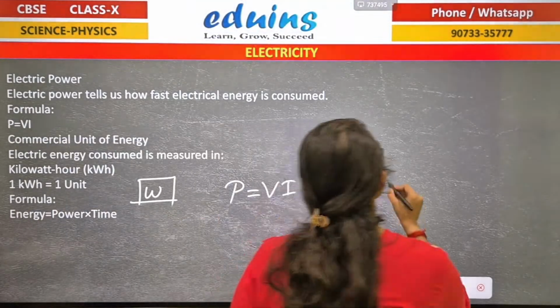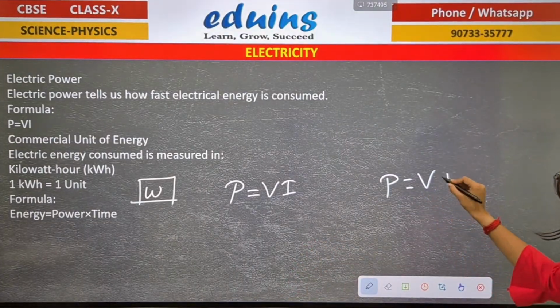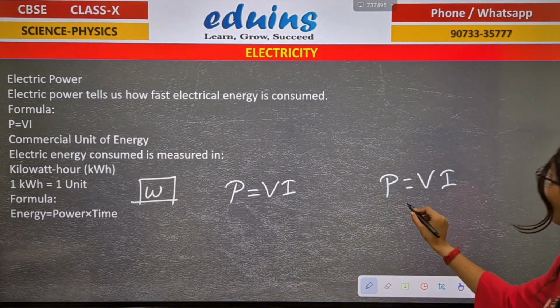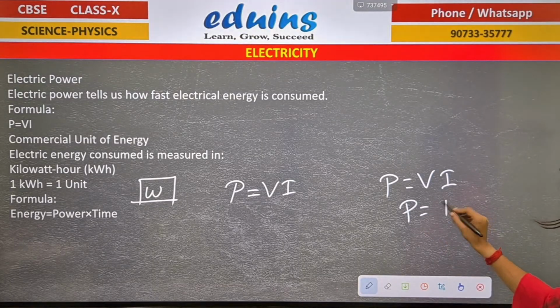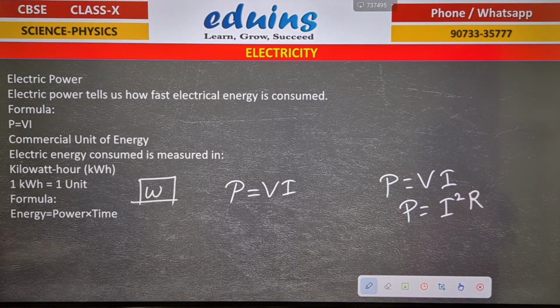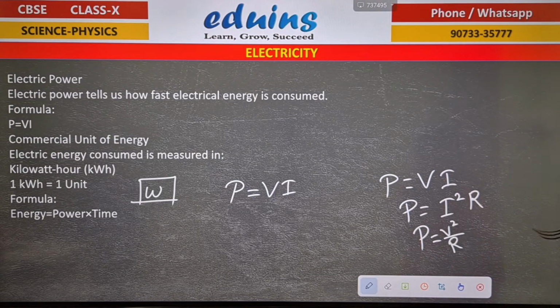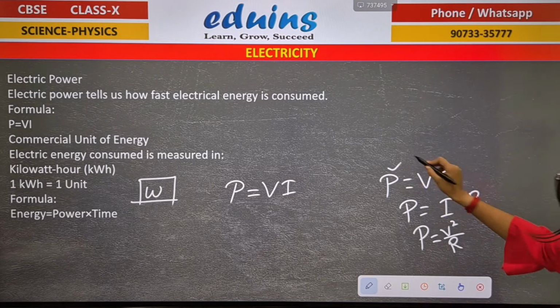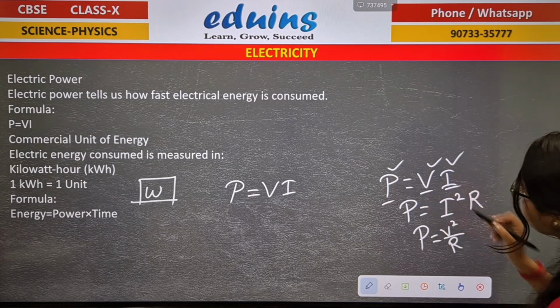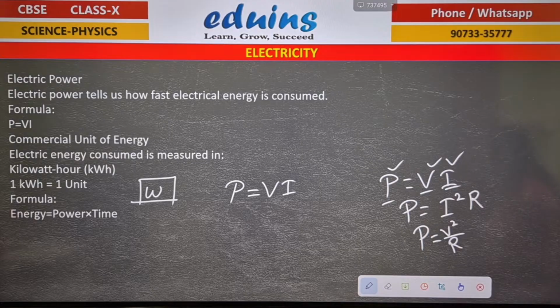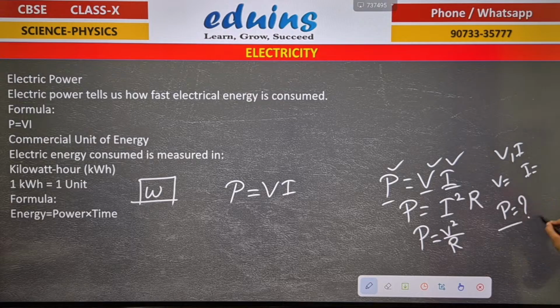This is the formula of electrical power, P is equal to VI, and from Ohm's law, we can also easily get P is equal to I square R and P is equal to V square by R. From these formulas, we can determine any of P, V or I. When we have the values of V and I, we can easily determine the value of P. This is the numerical we will solve in the next class.